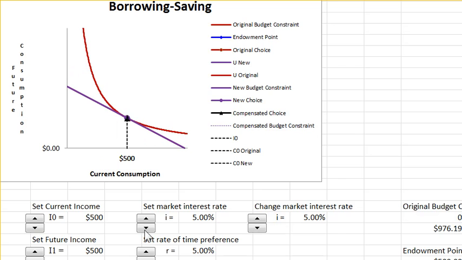Finally, I have flat income in both periods. I'm going to raise the rate of time preference parameter, and look what happens. He consumes more in the current period because as his impatience goes up, that's what he does, more in the current period.